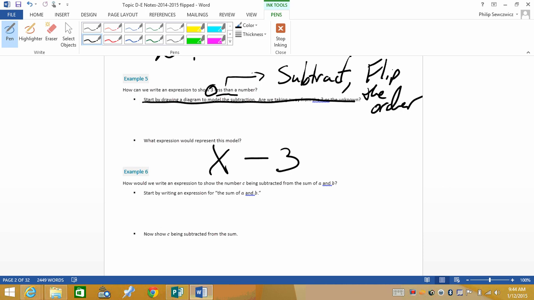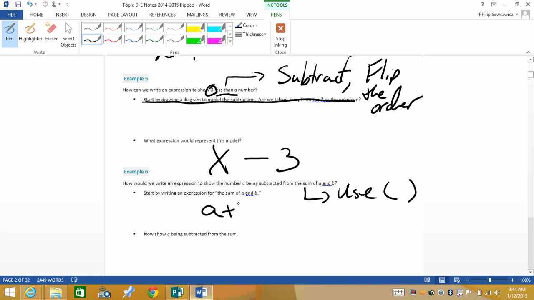So let's see what we've got here. How would we write an expression to show the number c being subtracted from the sum of a and b? All right, so first of all, we start with the sum. And this is the reason why, because sum, as we talked about, it uses the parentheses. Because remember, it's the answer to an addition problem. You've got to get the answer first. So get ready to always use parentheses. It's better to have them there and not need them than to not use them at all. So start by writing the expression for the sum of a and b.